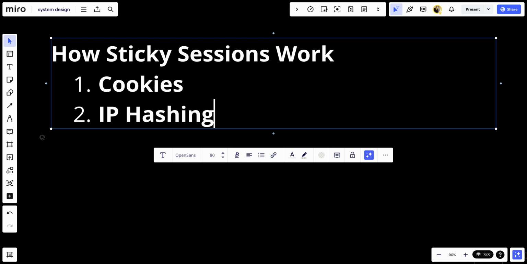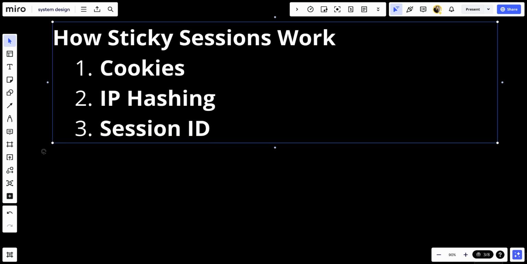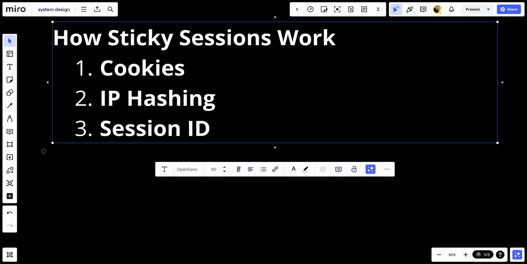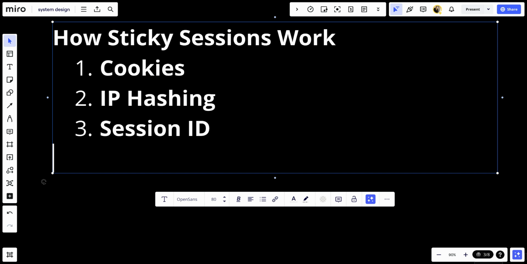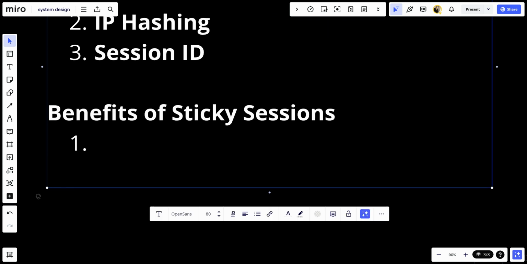The load balancer uses the user's IP address to generate a unique hash, which maps to a specific server. This method assumes that the user's IP address remains consistent throughout the session. Number three, we have session ID. So the application generates a session ID, which the load balancer uses to track and route requests to the appropriate server. Let's talk about what the benefits of using the sticky session are.